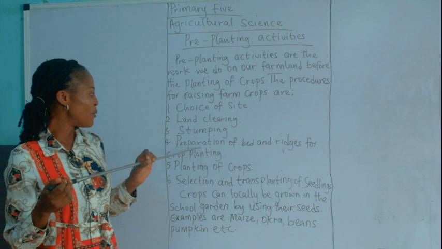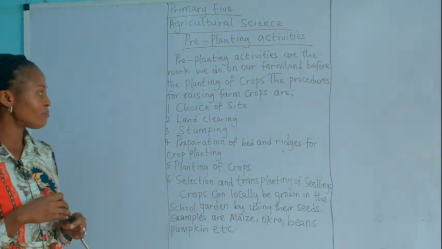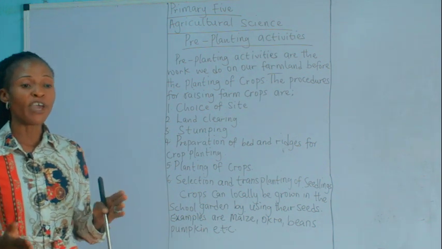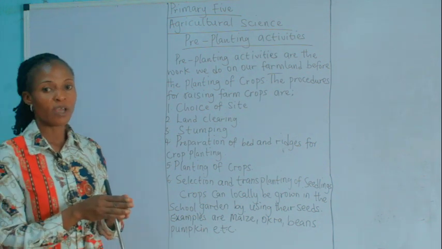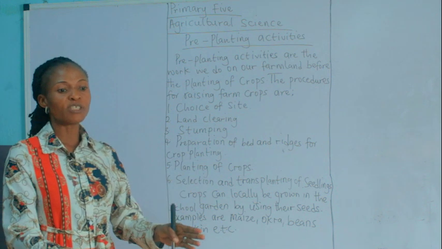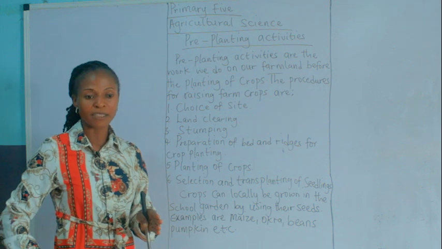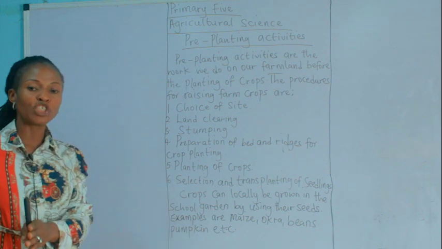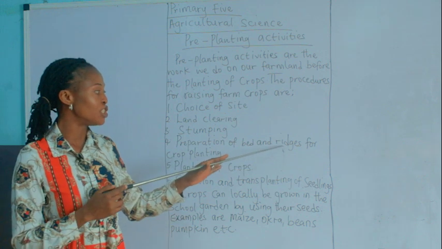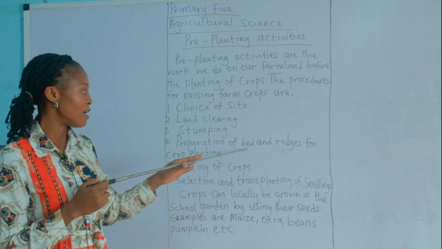Number 4, preparation of bed and ridges for crop planting. Now, this is the building of a cone-shaped hill with soil on our farmland. And when you build this cone-shaped hill, you leave the other part of the land flat. You build another cone-shaped hill, you leave the other part flat. Now, this cone-shaped hill is known as ridges, while the flat part is known as beds.